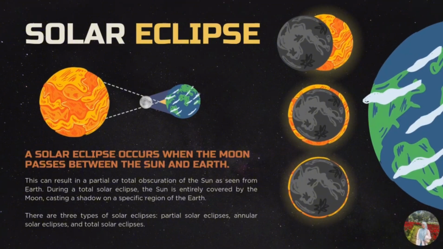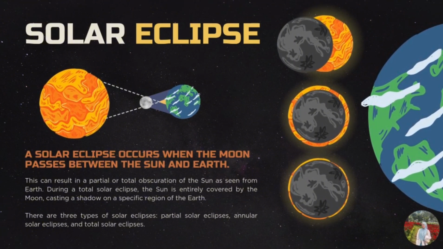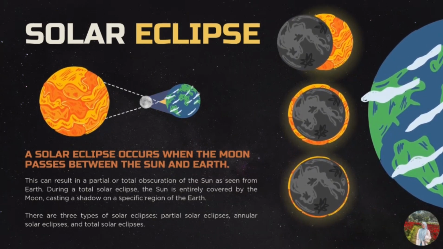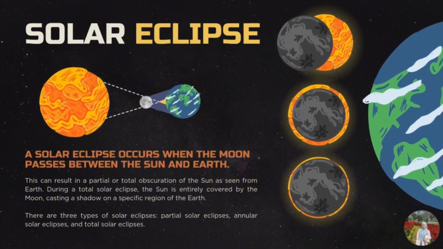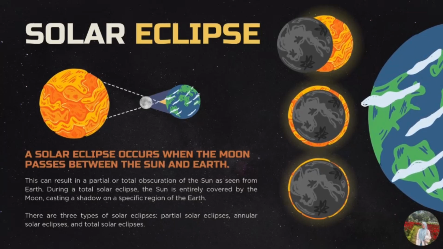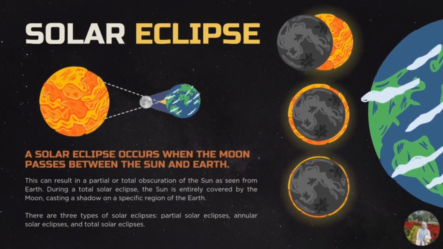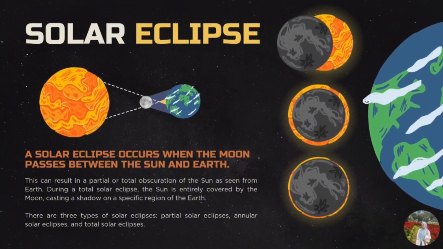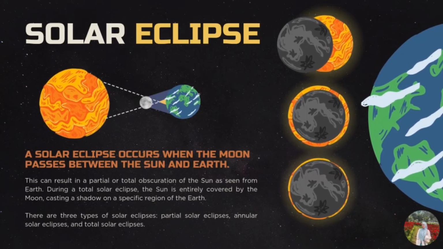Next, solar eclipse. A solar eclipse occurs when the moon passes between the Sun and Earth. This can result in a partial or total obscuration of the Sun as seen from Earth. During a total solar eclipse, the Sun is entirely covered by the Moon, casting a shadow on a specific region of the Earth. There are 3 types of solar eclipses: partial, annular, and total solar eclipses.